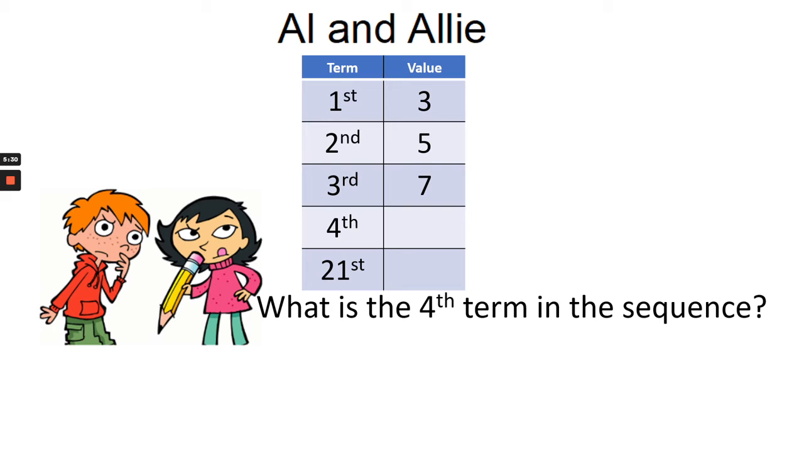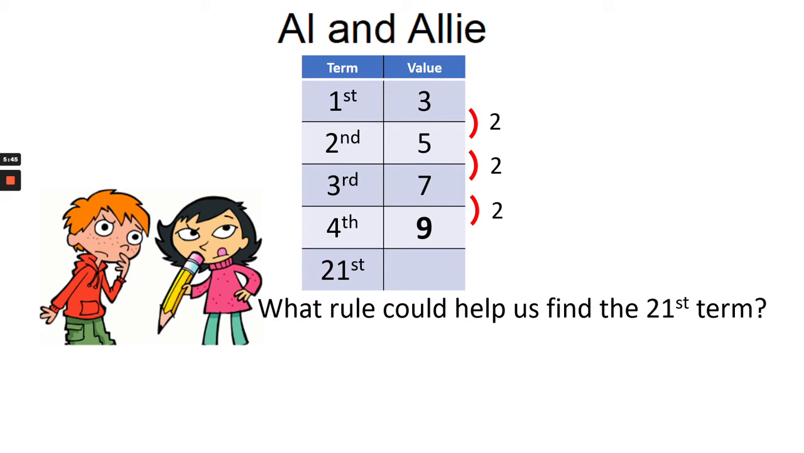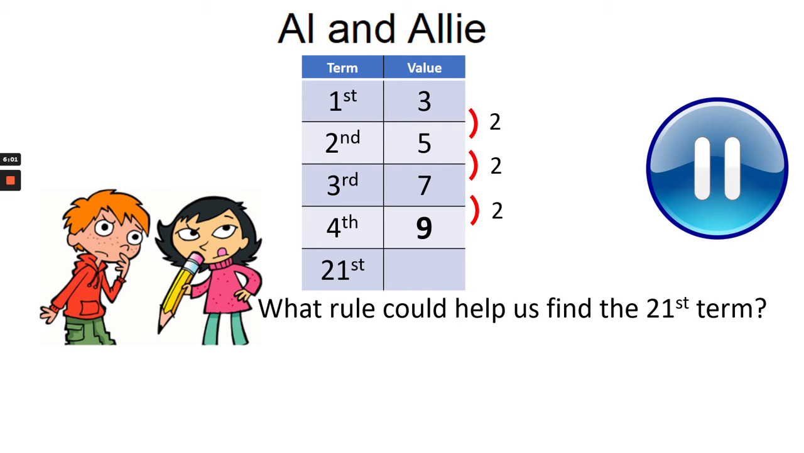All right, let's have a look. I added 2, I added 2, I'm going to add 2 more, and I'll end up with 9. 9 is the fourth term in the sequence. And now the tricky part. What rule could help us find the 21st term? So instead of adding 2 each time, what rule could we come up with? I'll give you one clue. It's a 2-step rule. Pause your video and have a go.